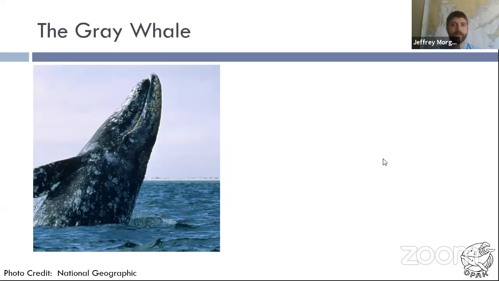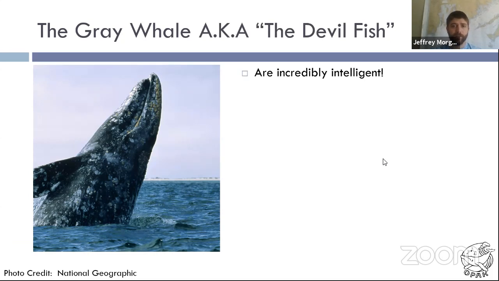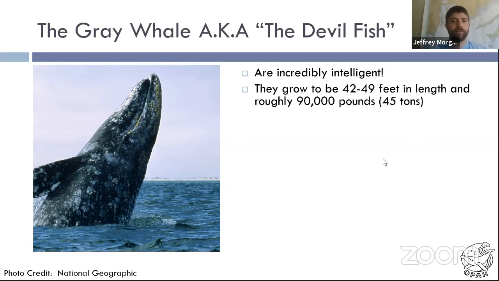So the next whale I want to talk about is the gray whale. It's also been called the devilfish because they're incredibly intelligent. And in the whaling days, when they were being speared, harpooned, they would be really aggressive towards those boats. There were times when there were reports of the gray whale actually trying to attack the whaling boats. But over time, they've learned that they are not being hunted. And there are places in Baja where they come right up to boats, are extremely friendly and curious. They are about the same size range as our humpback whale. So in the 40-foot range and about 45 tons.